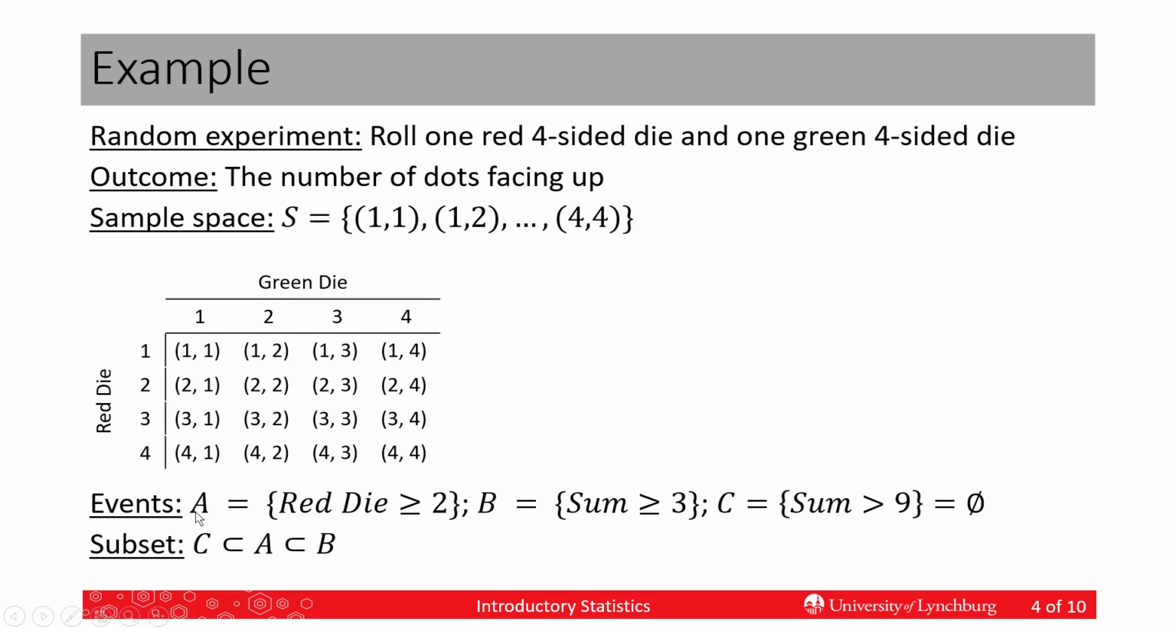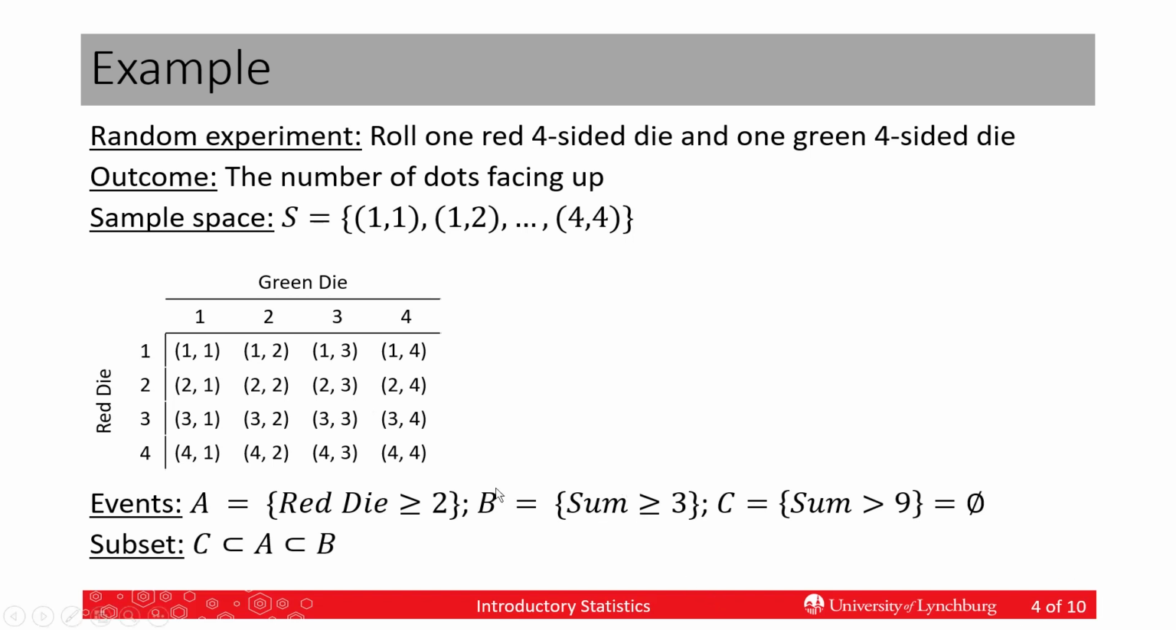And so I'm going to define set A as the result of a red die being at least 2. So it can be 2, 3, 4, right? Because it only goes up to 4. So this is the red die, so it's going to take this portion here. And B is going to be that the sum of the 2 dice is greater than or equal to 3. And C is that the sum of the 2 dice is greater than 9. Okay?